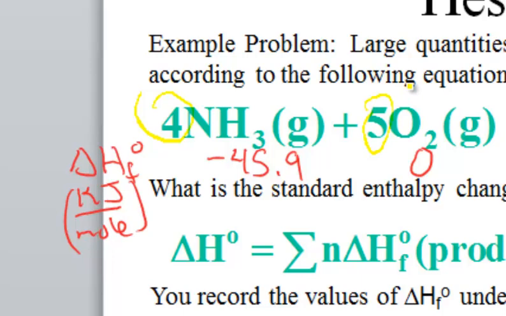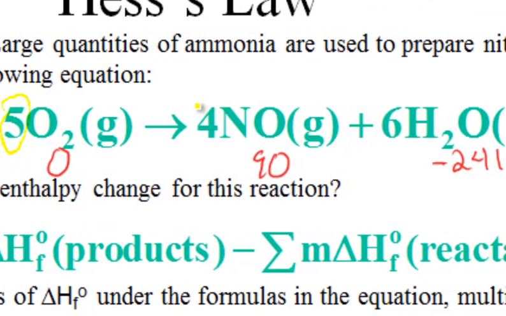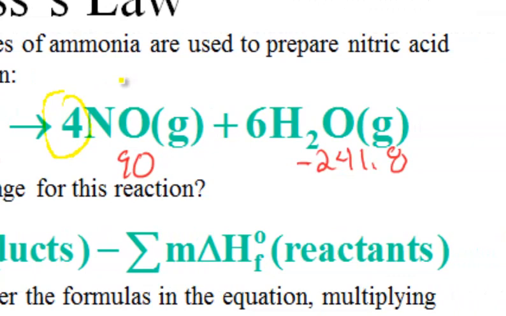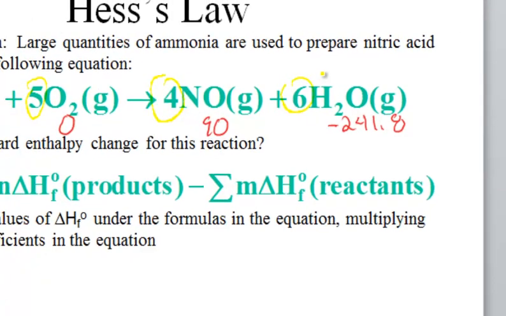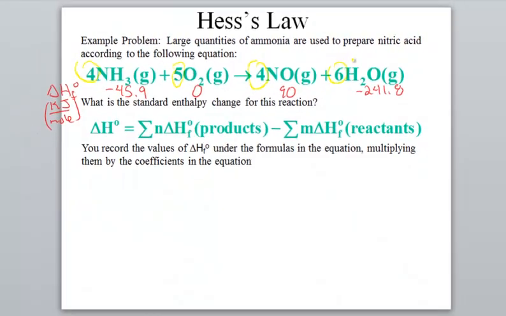There's 5 oxygens, but each one is 0, so we'll still put it in our formula so we can see where it goes, but it's 0. Nitrogen monoxide, there's 4, each one at 90 kilojoules per mole, and water, there's 6 at negative 241.8 kilojoules per mole. By the way, negative 241.8 would be the lowest potential energy. That'd be like for you in this building, your lowest potential energy is when you're on the ground outside. Your highest would be when you're on the 3rd floor. Water, of all those chemicals, has the lowest potential energy.